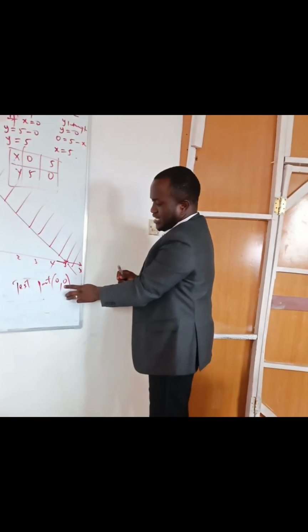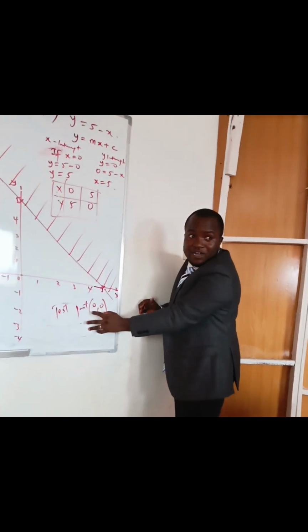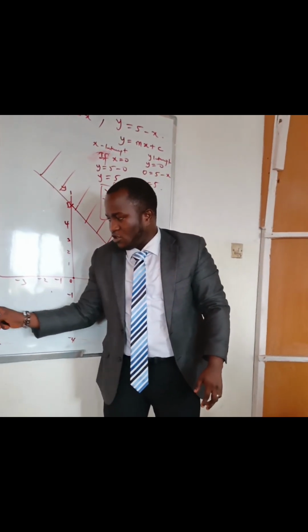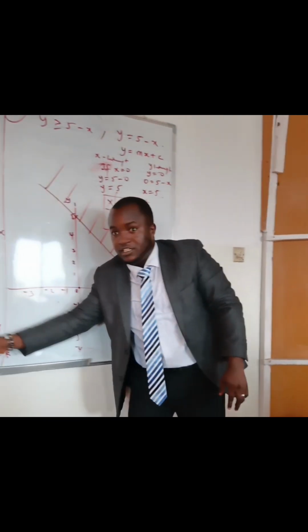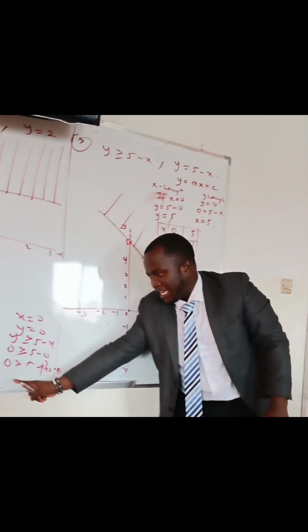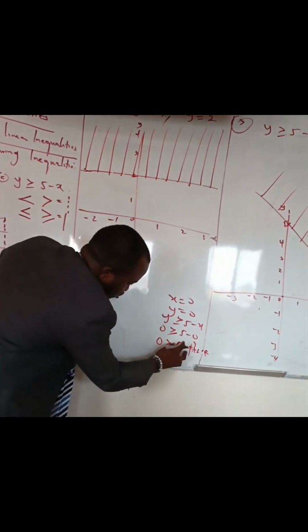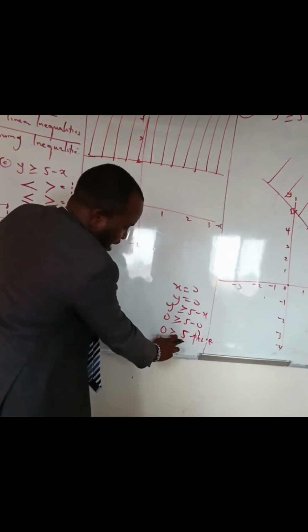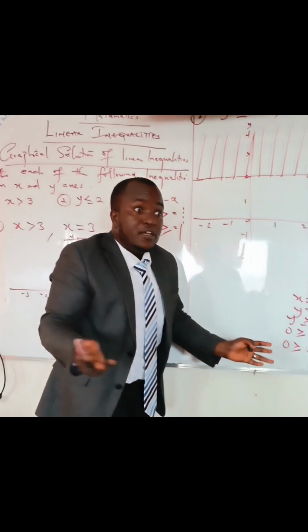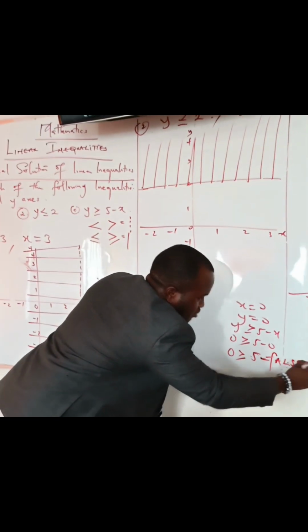So if the test point is (0, 0), that means x equals 0, y equals 0. Then you substitute the values x equals 0 and y equals 0 into the equation. That's what we did here. At the end of the day, you have 0 is greater than or equal to 5 minus 0. Then collect like terms. You have 0 greater than or equal to 5, because 5 minus 0 is 5. Now you can see that this statement, 0 is greater than or equal to 5, is false. It's not correct because 0 is not greater than 5. So the statement is a false statement.